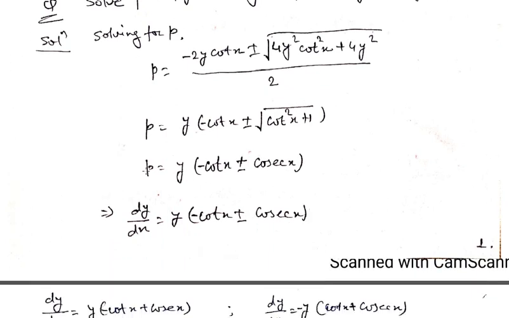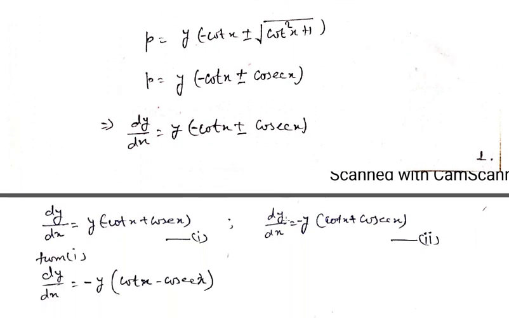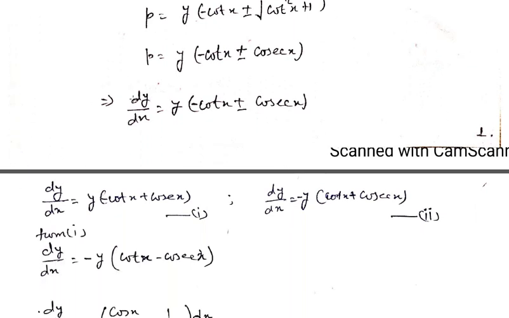Now as we know, p is what? dy upon dx. So replace p with dy upon dx. We get dy upon dx is equal to y into minus cot x plus minus cosec x. So from here we can get two equations. One is dy upon dx is equal to y into minus cot x plus cosec x. And the second equation is dy upon dx is equal to y into minus cot x minus cosec x. One by one we will solve them.